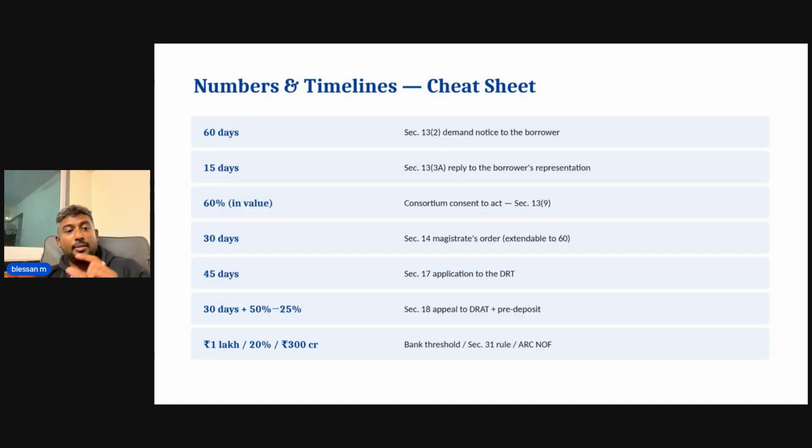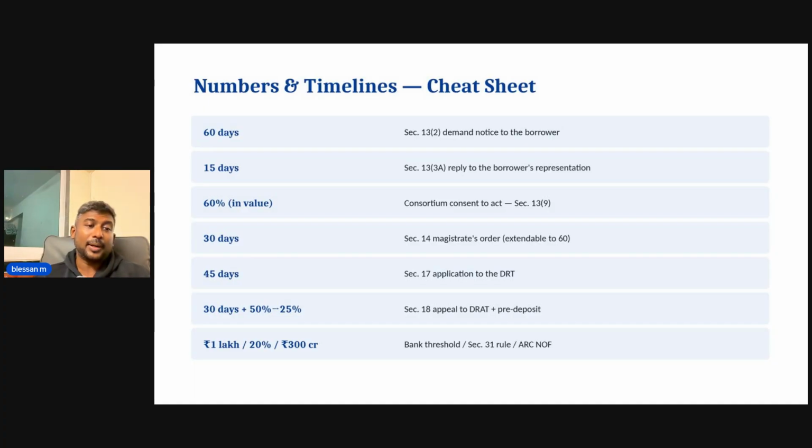If it is a consortium, then 60% consent to act in consortium is required. Next, 30 days is the time frame for the section 14 application. The Magistrate should decide it within 30 days, extendable up to 60 days. Again, this is a very important MCQ. And 45 days is the time within which, from the date possession is taken or the property is sold, you can file an application in the DRT if there are irregularities in following the SARFAESI procedure.